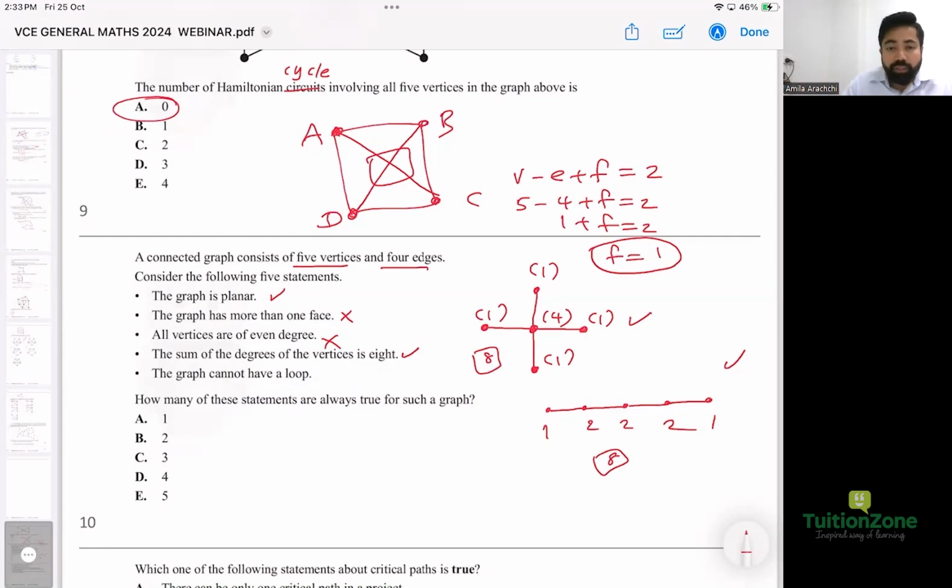And then what's the last option? The graph cannot have a loop. You can't have a loop because then you can't have 5 vertices and 4 edges. It has to be simple. So which is true as well. So the only options I have are 3. So the answer is C.